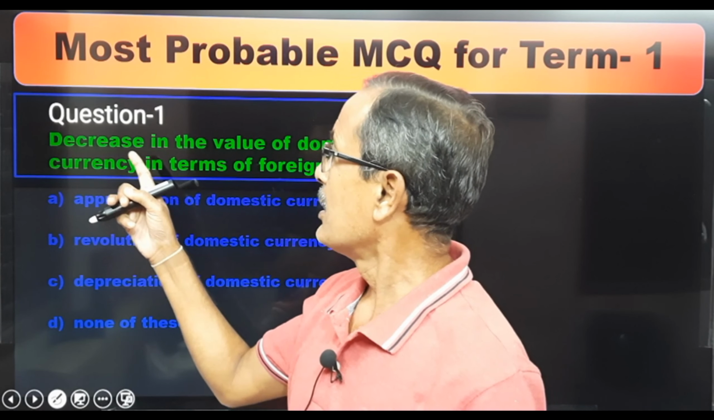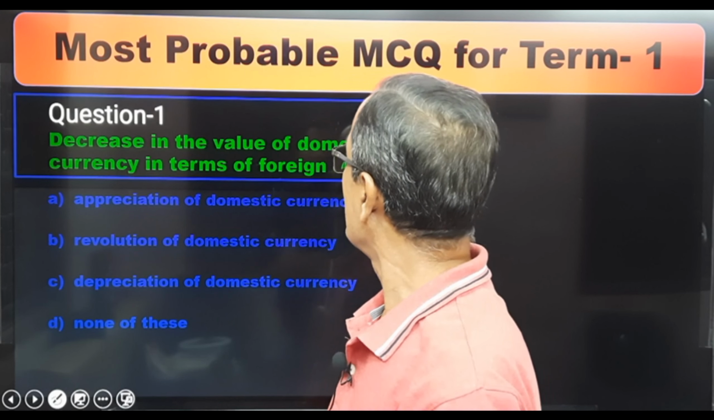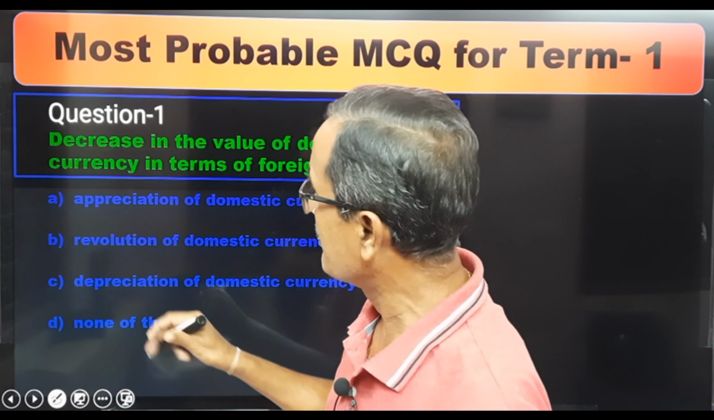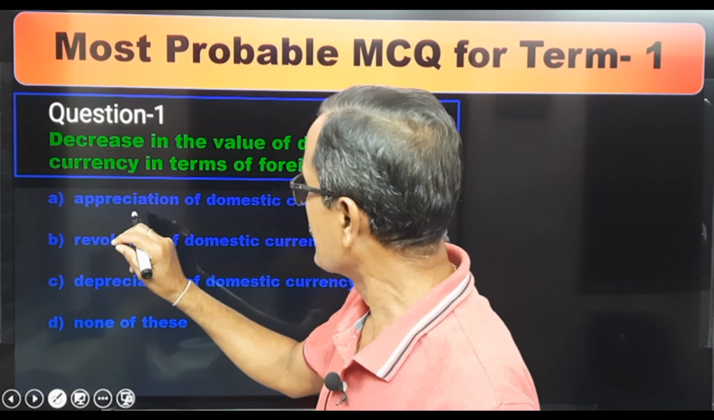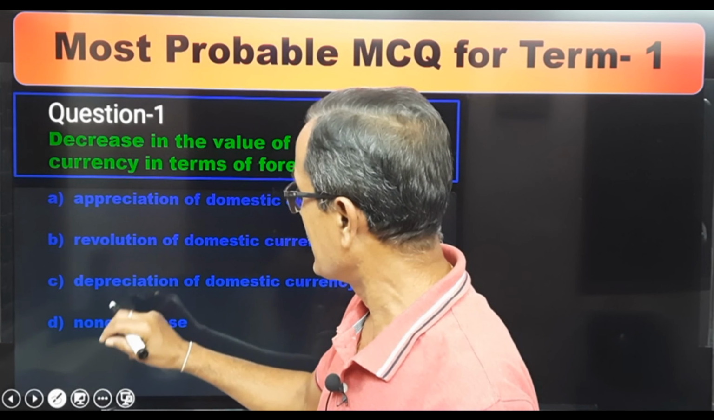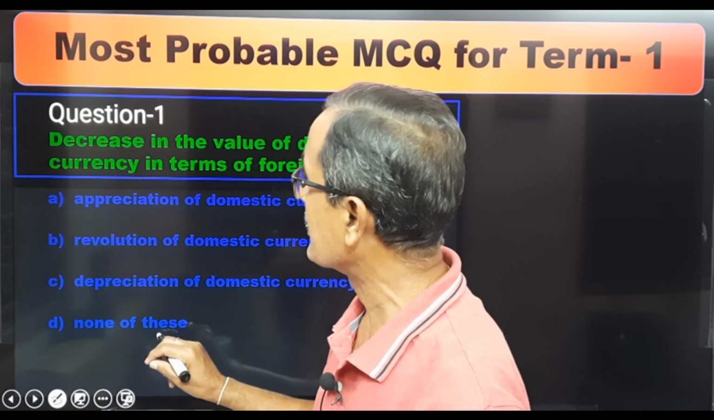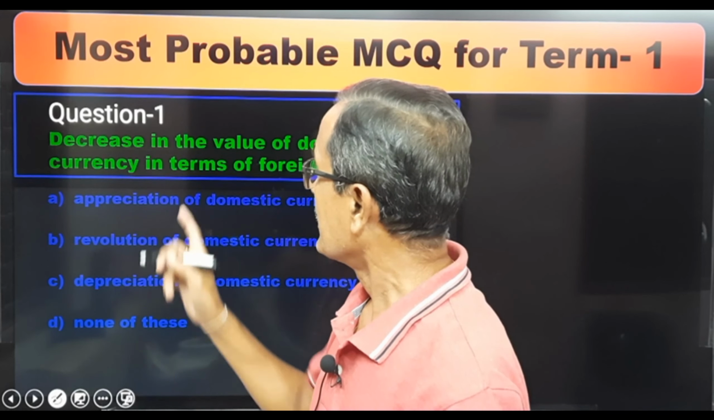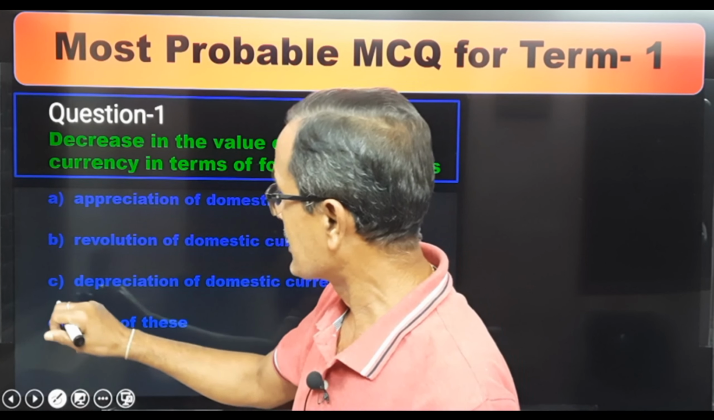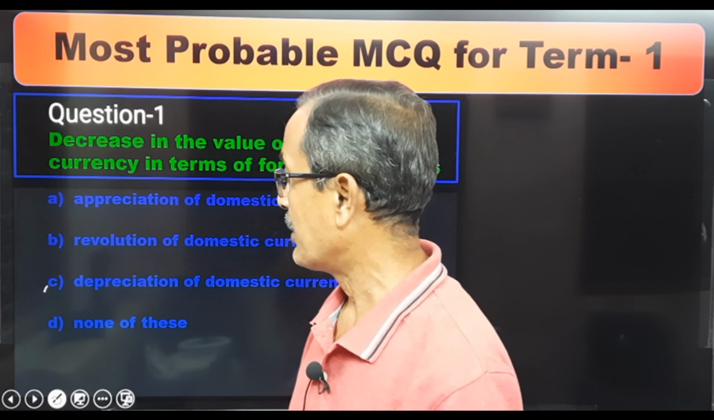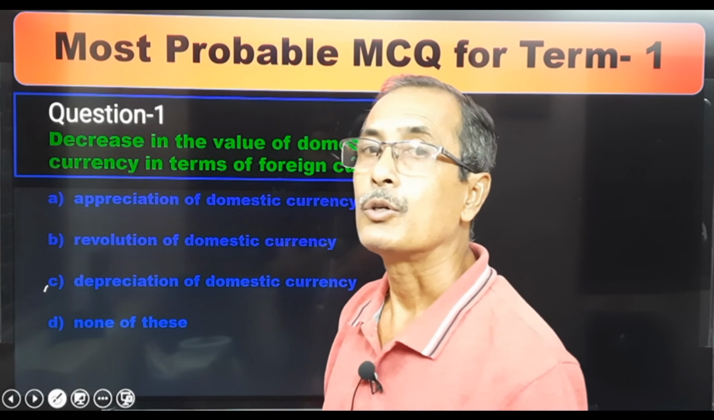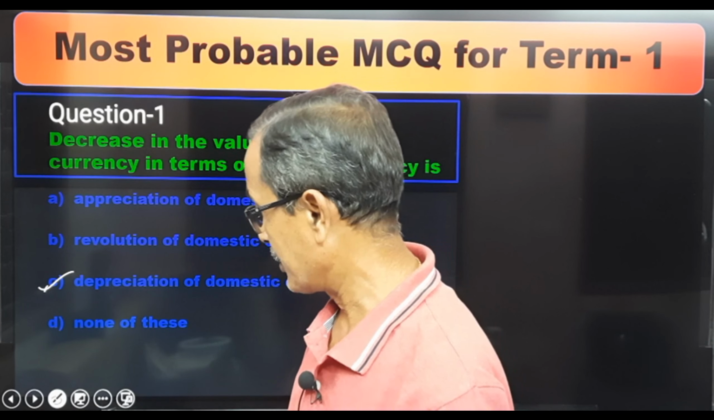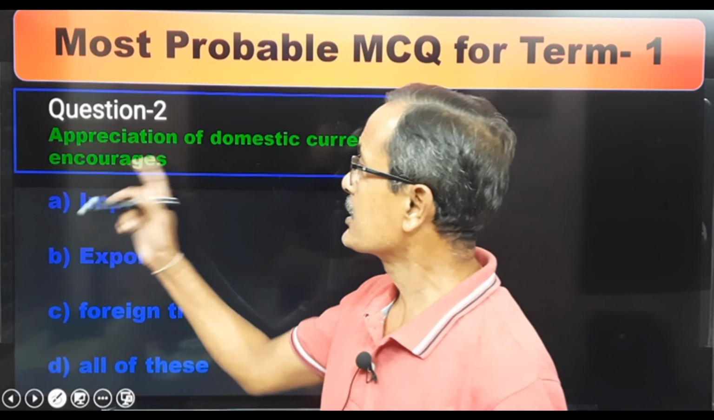First question: decrease in the value of domestic currency in terms of foreign currency. The options given here: appreciation of domestic currency, revolution of domestic currency, depreciation of domestic currency, none of this. See here, the decrease in the value of domestic currency in terms of foreign currency. The answer will be depreciation of domestic currency. This is your right option.